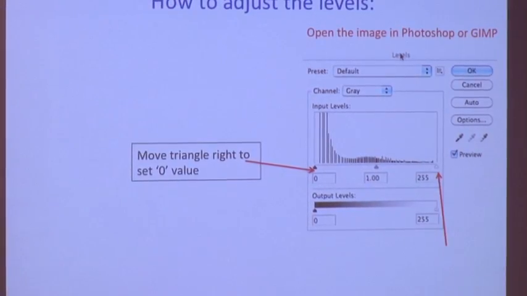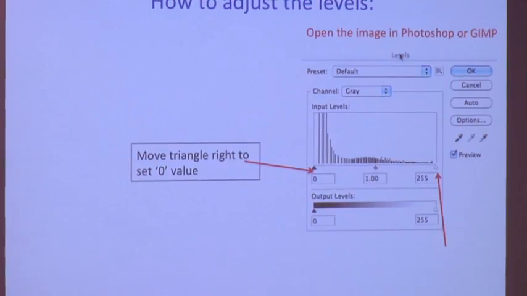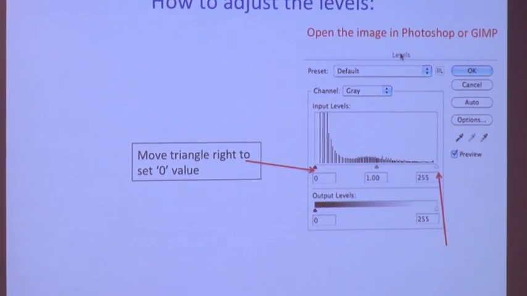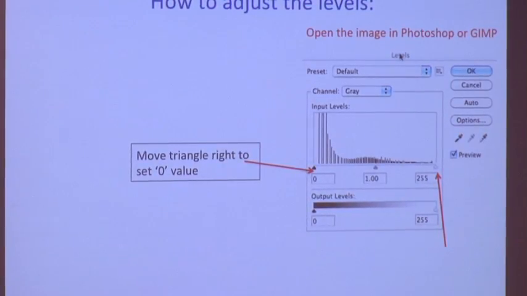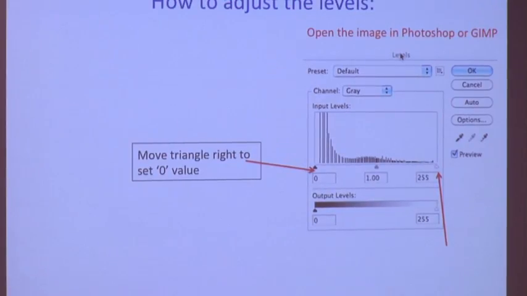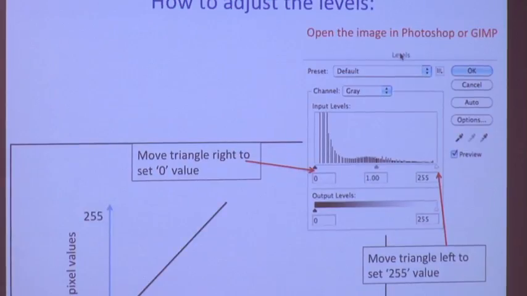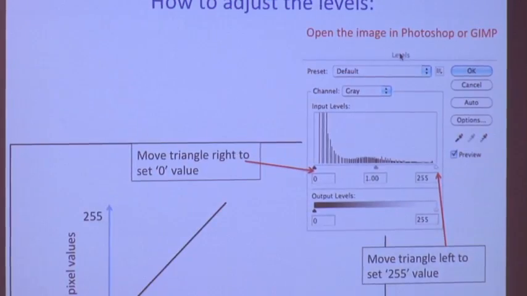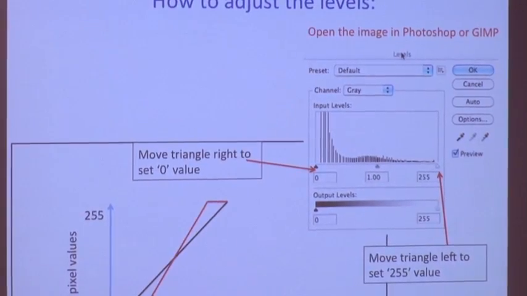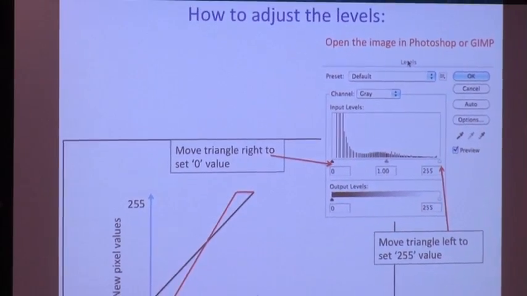Then we take the top triangle and we do the same thing. We move it down, this time to the left, until it hits the first pixels that are actually displayed in our image. So those pixels are pure white, right? So that's a pretty simple kind of adjustment. It generally helps out, and it just means that we maximize the differences between the range of pixels we actually have.